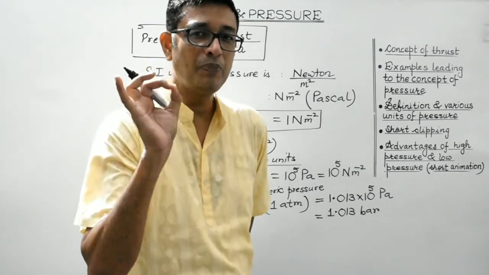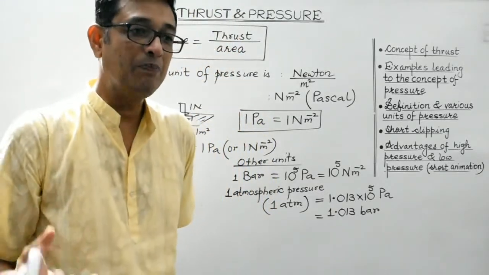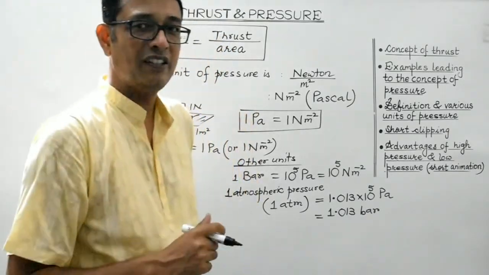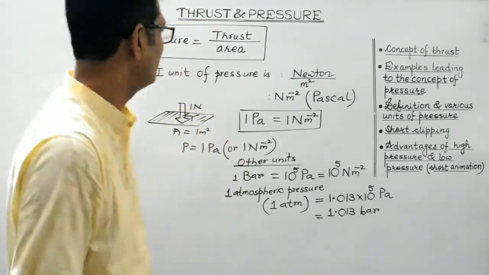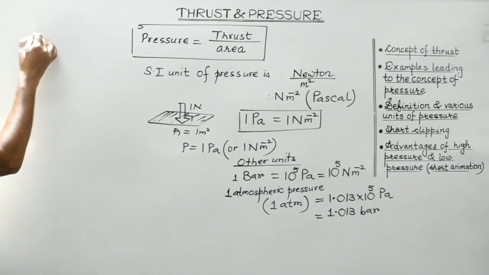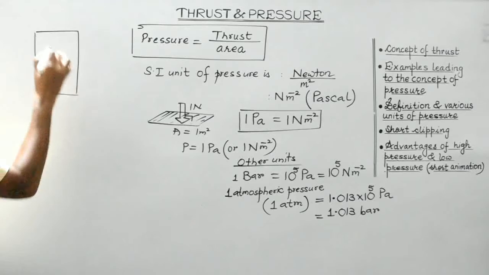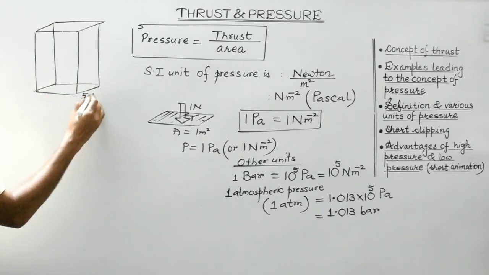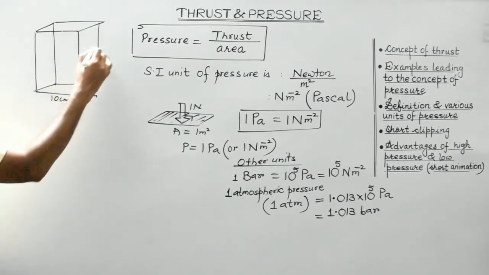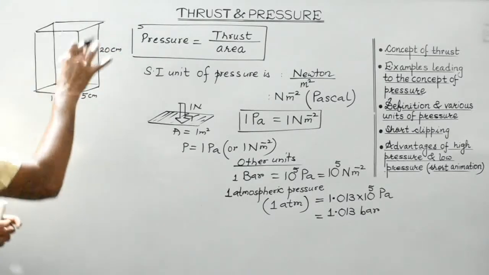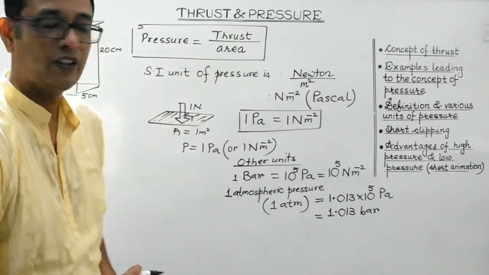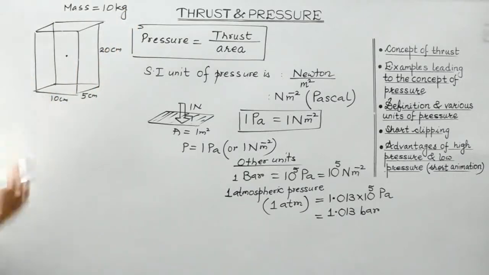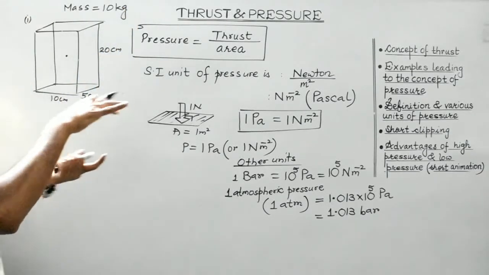Now let me give you a simple elaboration of the concept that the impact of a force of the same magnitude but on different areas is different. Let me explain this very important statement again mathematically. So suppose this is a block, maybe of dimensions 5 centimeter, 10 centimeter, and 20 centimeter. This is length, breadth and height. This is a cuboidal block, right? And suppose its mass is 10 kg, right?